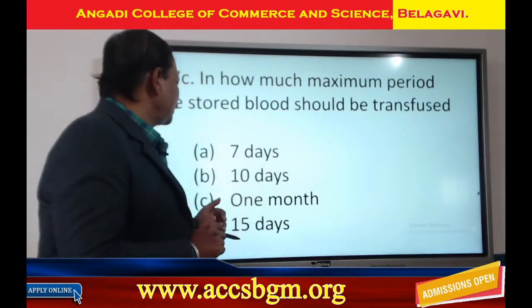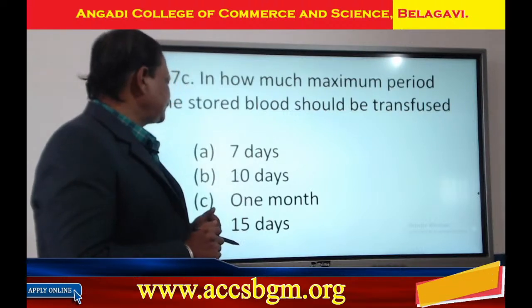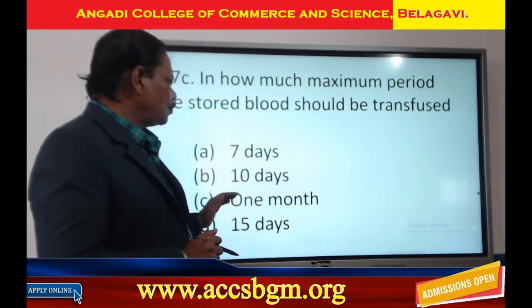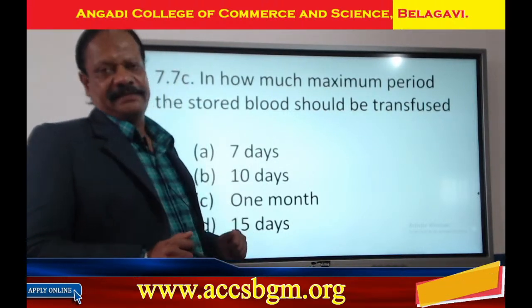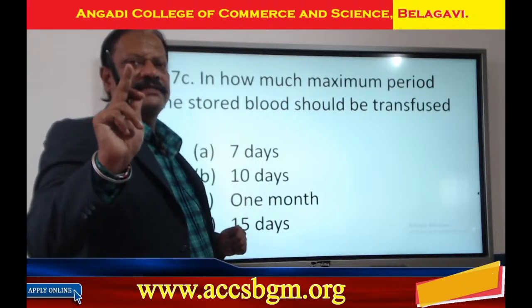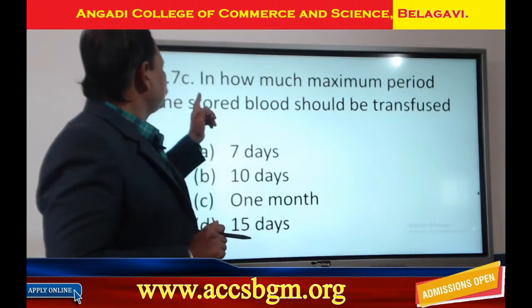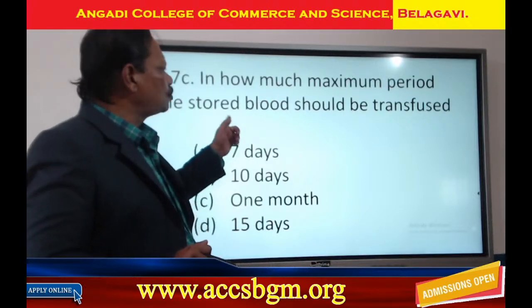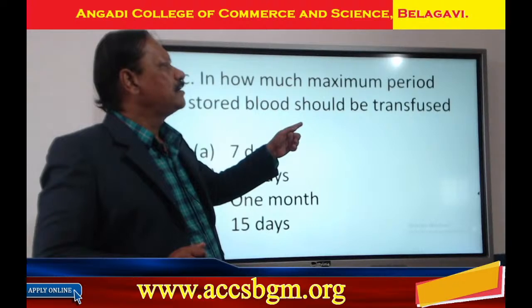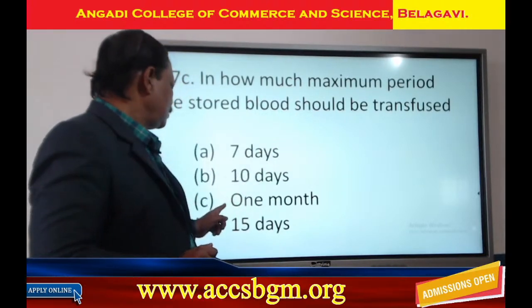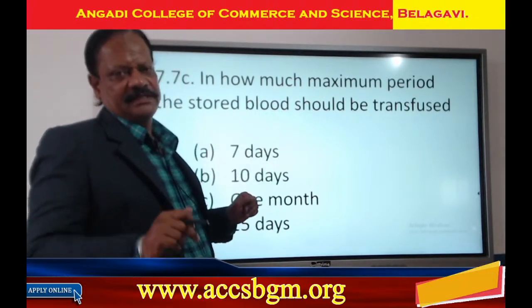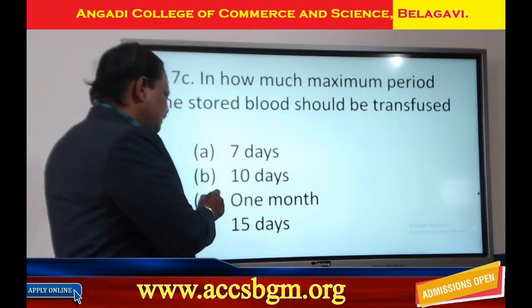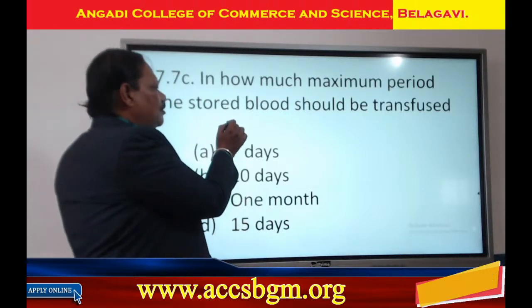Now see the options: 7 days, 10 days, 1 month, 15 days. Here, 1 month is the right answer. So the maximum period within which stored blood should be transfused is 1 month. So option C is the right answer. We'll move to the next.